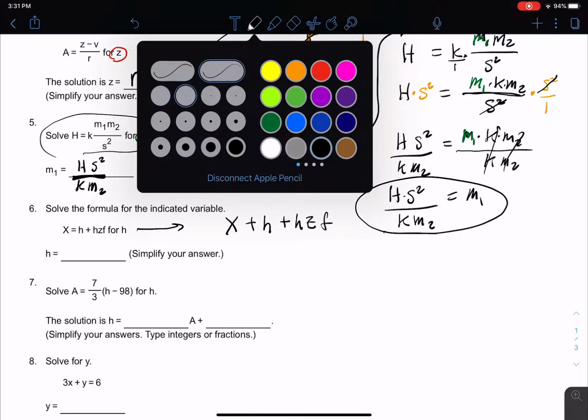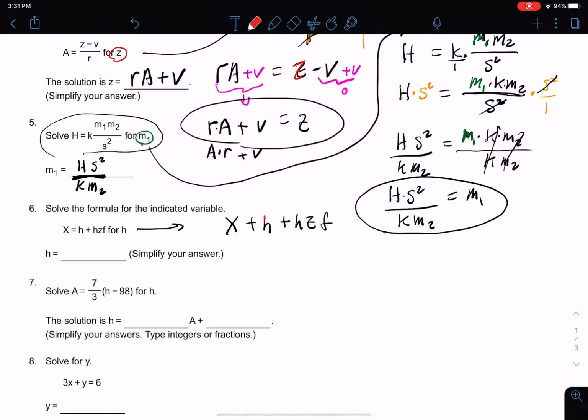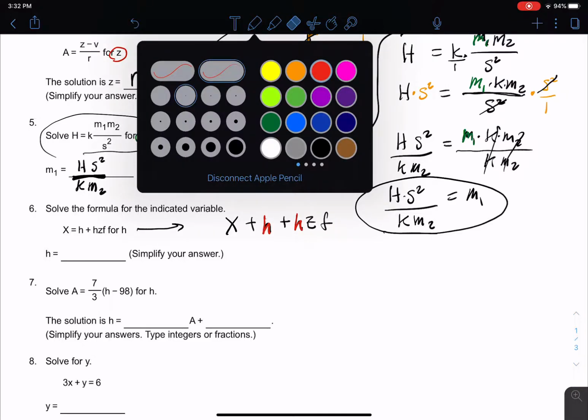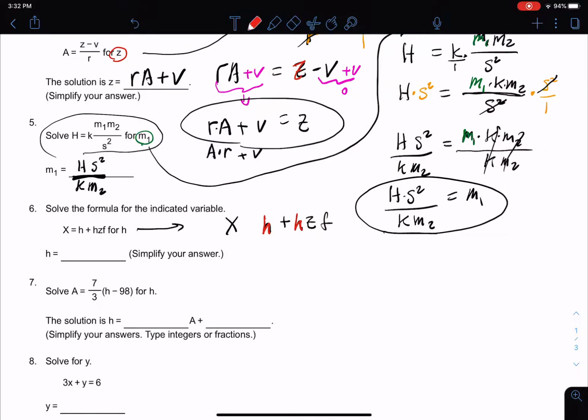What are we trying to isolate? We're trying to isolate the H. The problem is we've got terms with H's in multiple places. If you try to isolate it, you're going to have an H on one side and an H on the other side. That's not isolating. They're separated. Wait, there's an equal sign somewhere. I'm missing something. Let me erase that. That should be an equal sign. Okay, I caught it. So it's X equals H plus HZF.